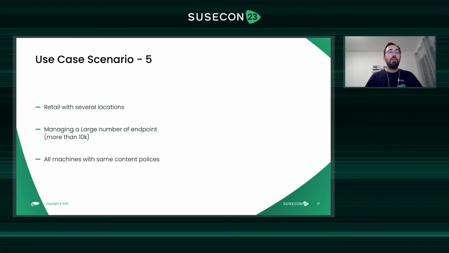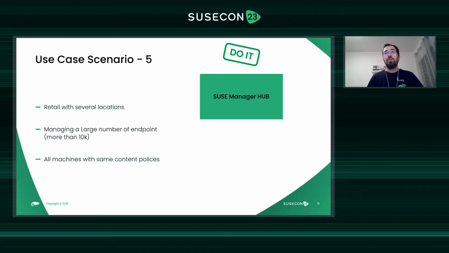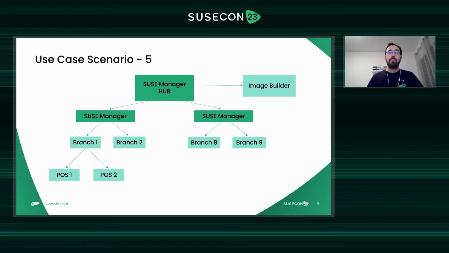Okay, in the last scenario, it's a retail with several locations, where we are managing a large number of endpoints, so again, more than 10,000 machines, and all machines share exactly the same content policy or really close content policies. And in this case, yes, please use the SUSE Manager HUB deployment architecture. And well, again, one example for this is a retail scenario. Here is a diagram exposing this.